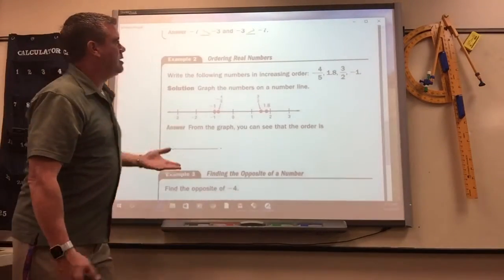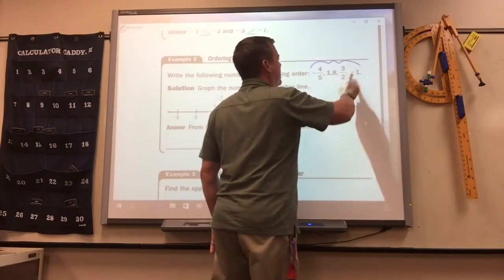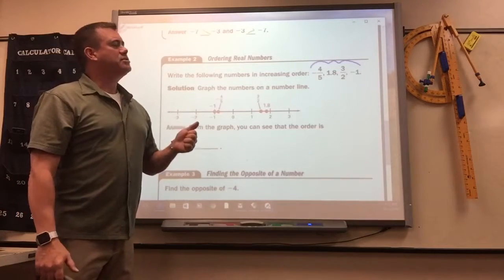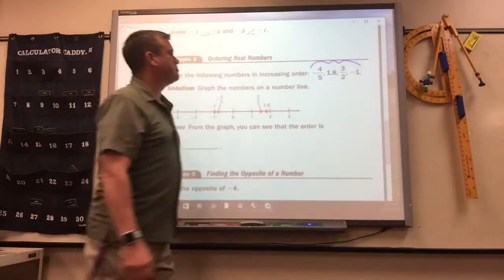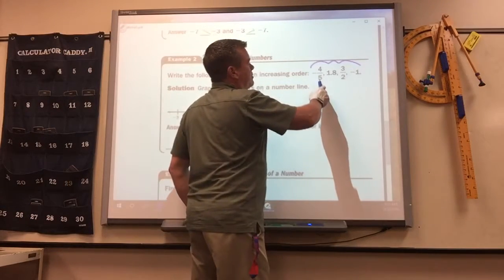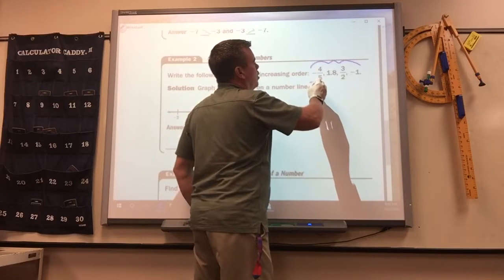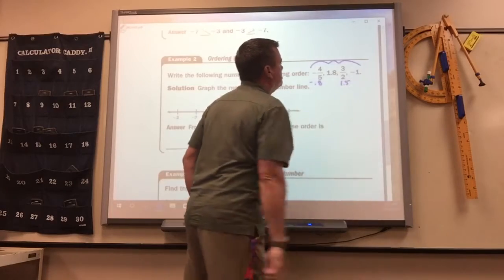Ordering. I think there's like 4, 5 problems where you have a list and you got to put them in order. You can use calculators. It's always easier to make them decimals, I think. You can make them all fractions, all decimals, but 4/5, you just take top divided by bottom would be -0.8. 3 divided by 2 is 1.5.